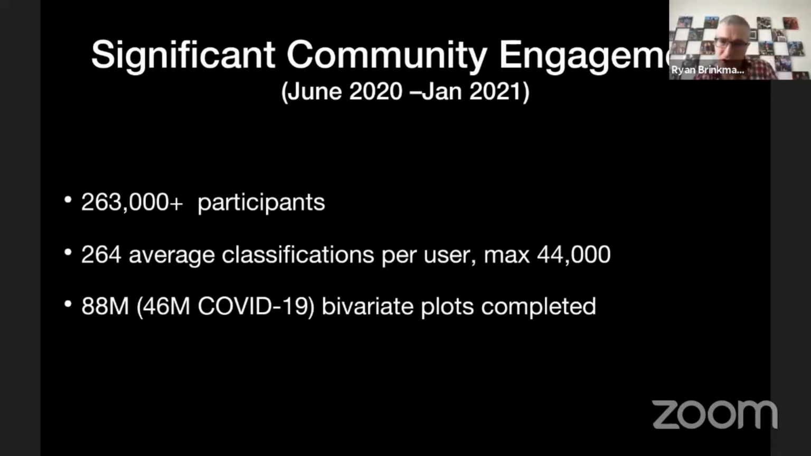Of those, when we started this project, there wasn't a lot of COVID flow cytometry data in the pipeline. It takes a while for biology to catch up. So we're using other data sets to get going on this.